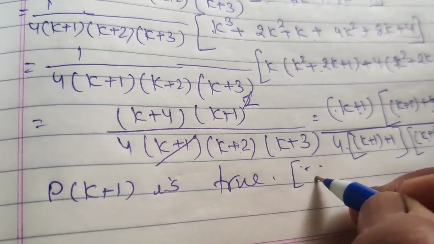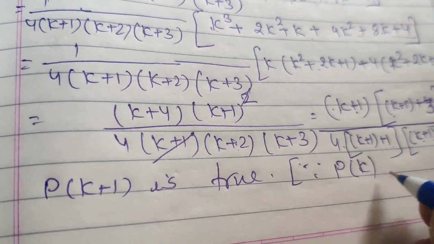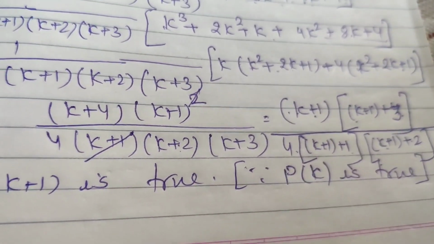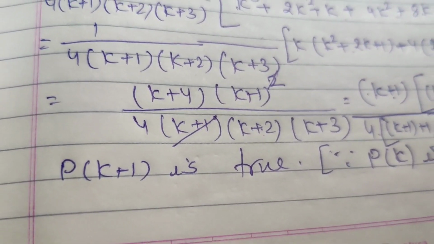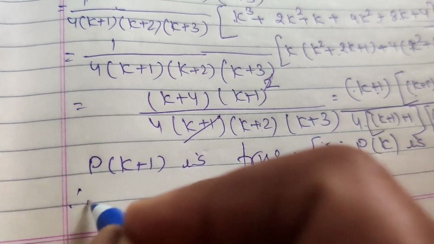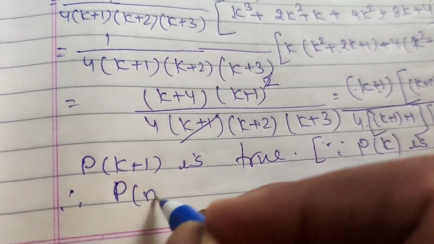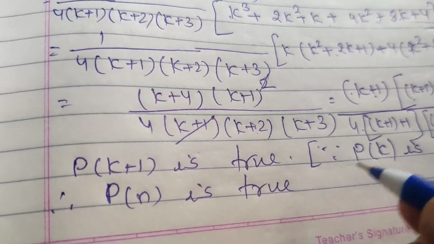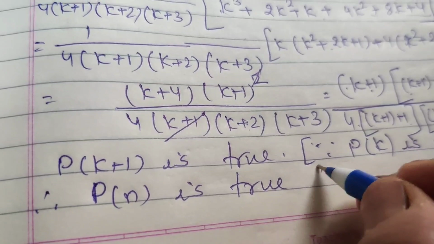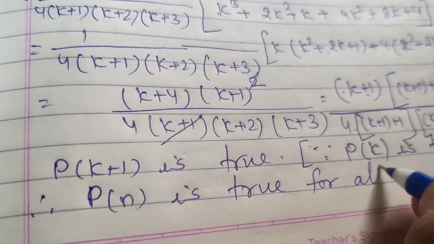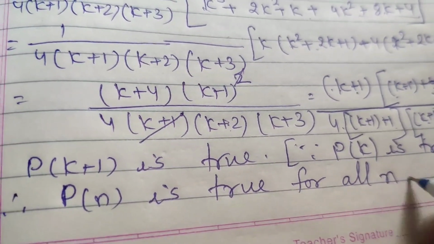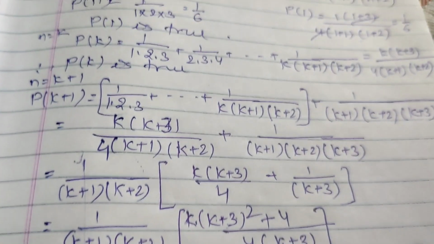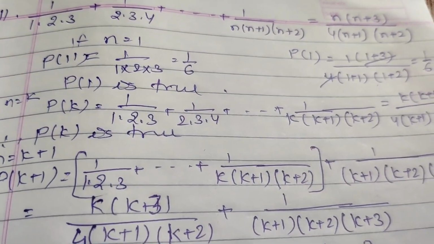Where Pk is true, if Pk is true, then P(k+1) is also true. But therefore, Pn, by the rules of induction, Pn is true. By the principle of mathematical induction, Pn is true for all natural numbers. Okay. This is the solution of question number 11.